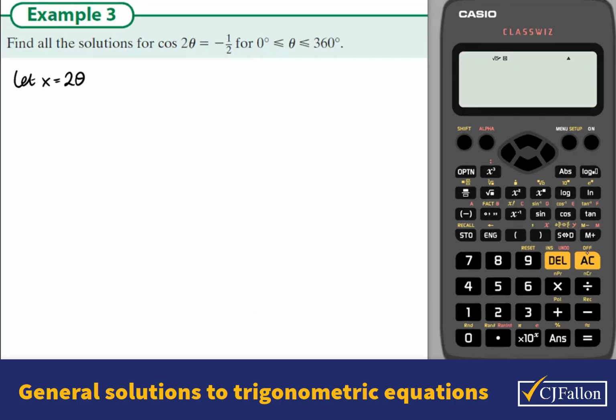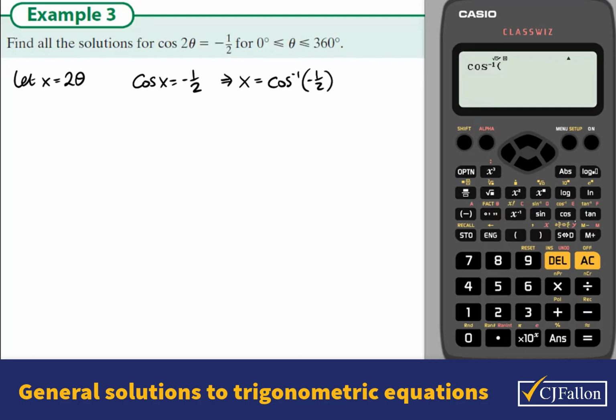The second approach to this is a substitution method. If we let x equal 2 theta, well then cos x is negative a half and x is cos inverse negative a half. And we could use the calculator to evaluate this. So cos inverse of negative a half is 120 degrees.